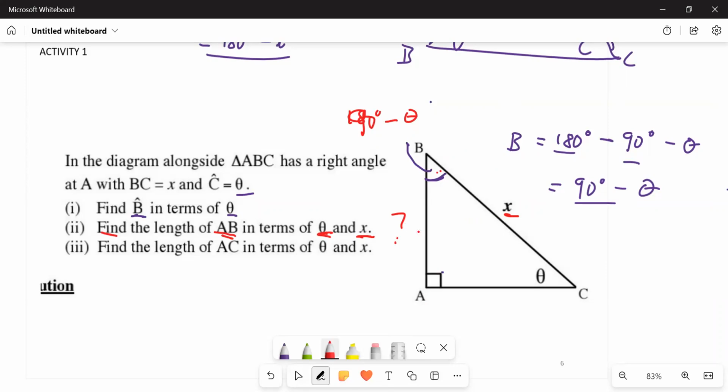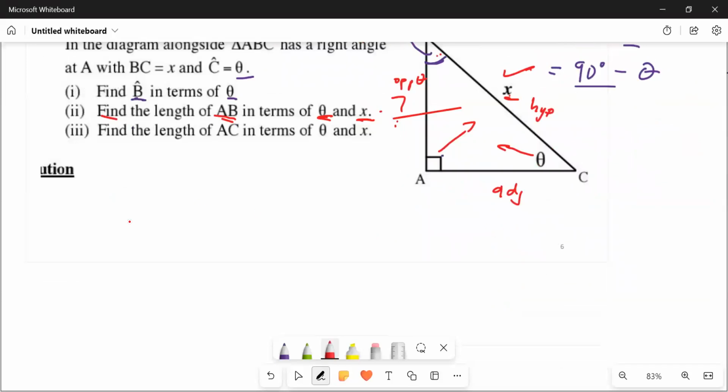Now we are looking for this side in relation to theta. This is going to be opposite to theta. And this in relation to theta is adjacent to theta. Opposite to 90 degrees is going to be our hypotenuse side. So we need this one, and then we want it to have x. Which trig ratio has opposite and hypotenuse?